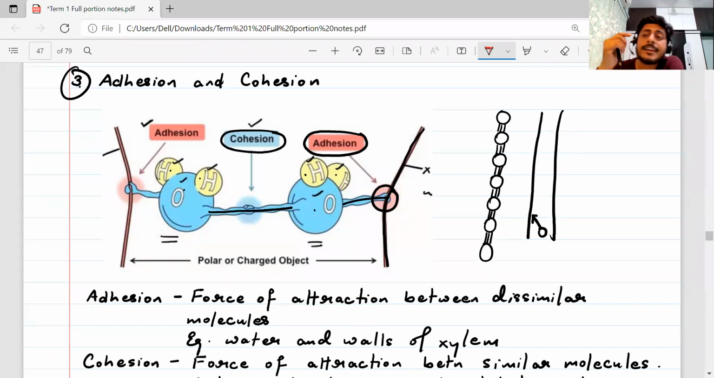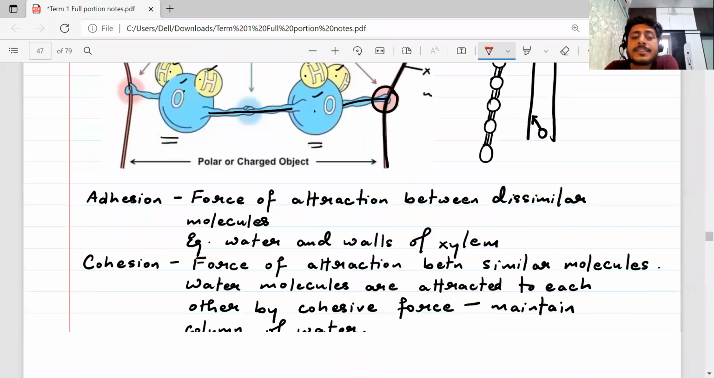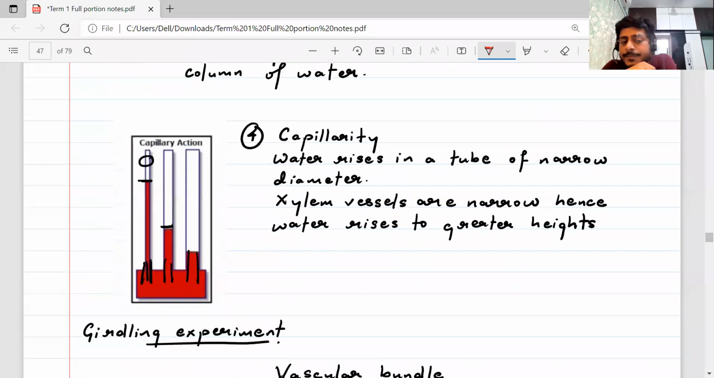So because of cohesion, water molecules can maintain one continuous column. This is a very commonly asked MCQ that you've been seeing doing the rounds. Then you have your capillarity. The thinner the tube, the greater the rise. Xylem vessels are narrow, and because they are narrow, water can rise up to greater heights.